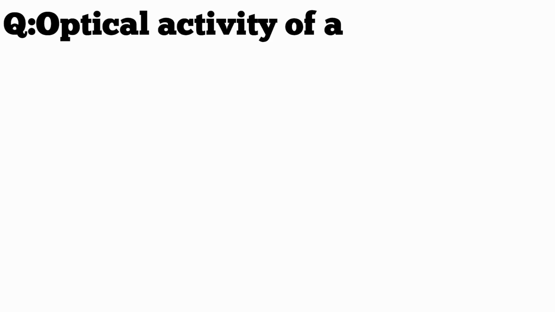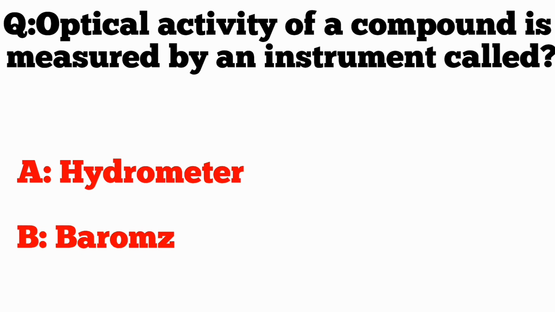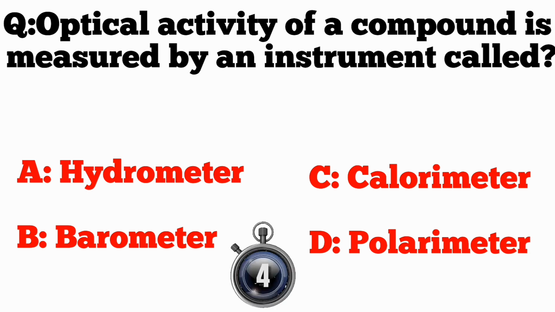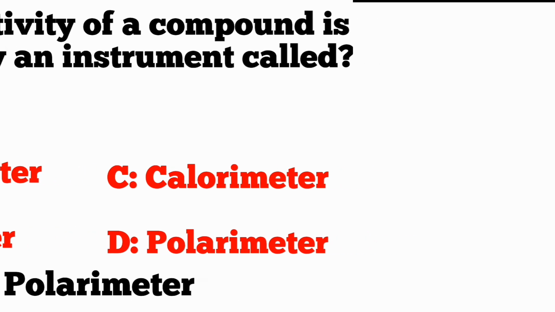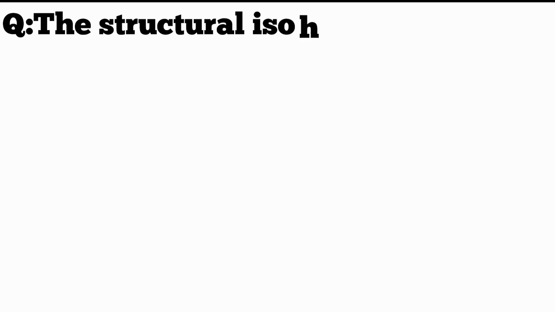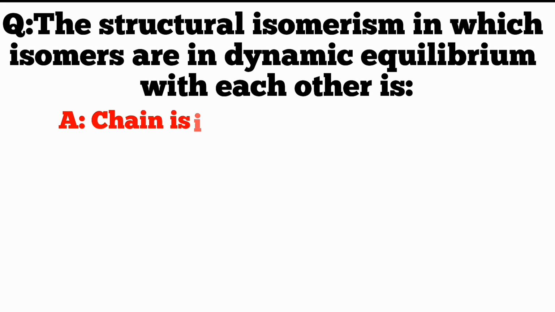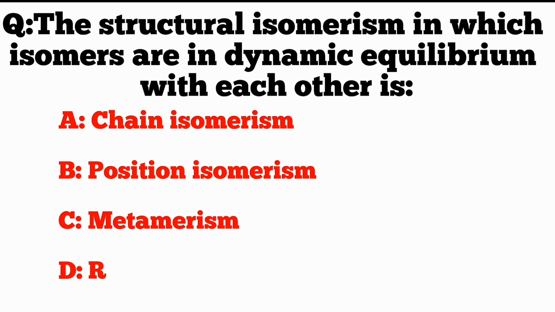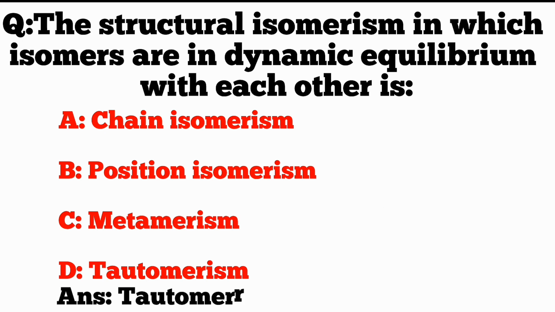Q. Optical activity of a compound is measured by an instrument called A. Hydrometer. B. Barometer. C. Colorimeter. D. Polarimeter. Answer: Polarimeter. Q. The structural isomerism in which isomers are in dynamic equilibrium with each other is A. Chain isomerism. B. Position isomerism. C. Metamerism. D. Tautomerism. Answer: Tautomerism.